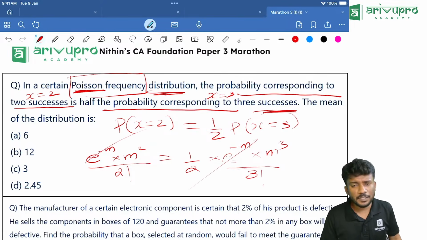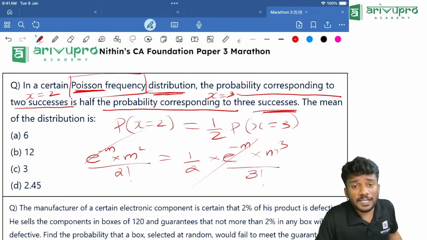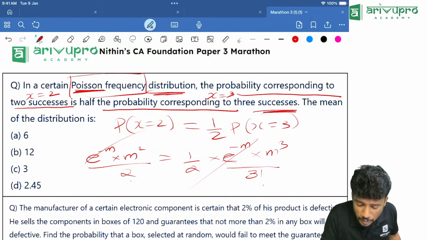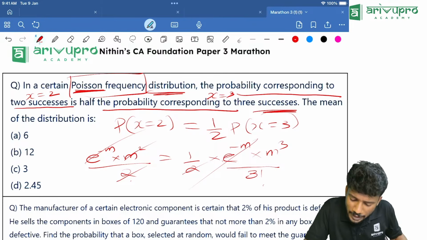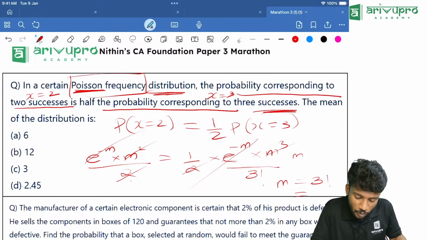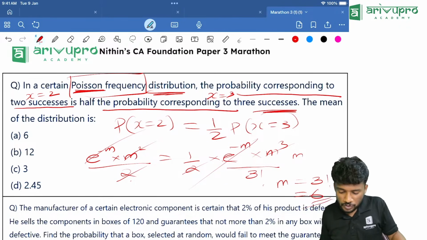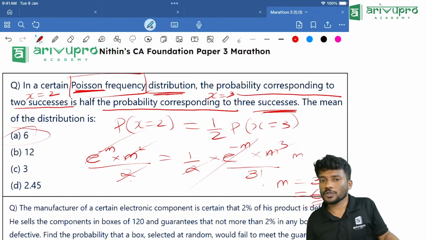Now people, e raised to minus m, e raised to minus m cancelled off. What is remaining? 2 factorial is how much? 2 factorial is nothing but 2. Can I cancel 2 and 2? Done. Then m square and m cube cancel off. What is remaining? M is remaining. Then m is equal to 3 factorial. 3 factorial is how much? 6. So m is 6. Option A is your answer.